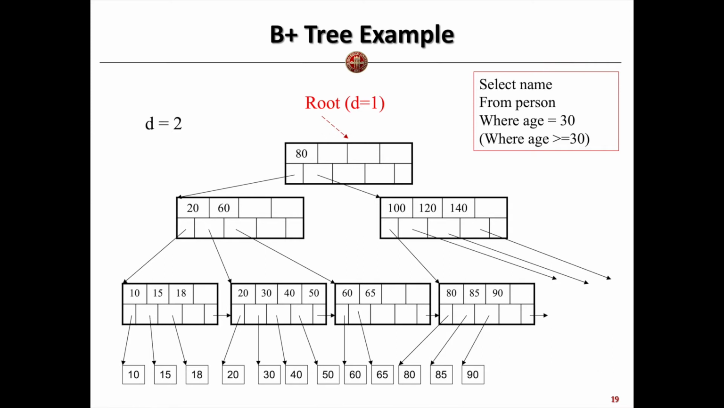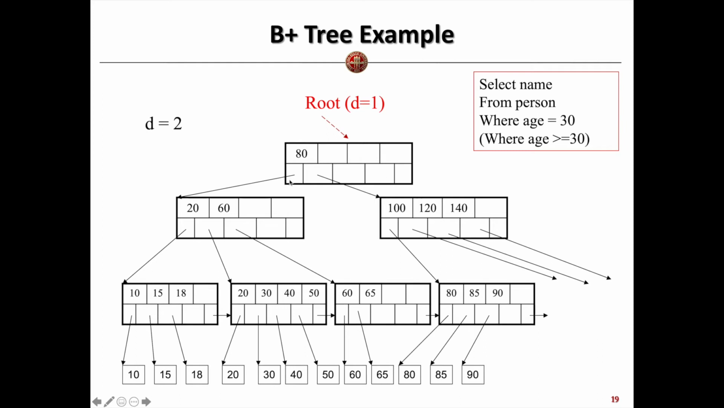And we create an index table on the ages of the people. The root will have one value, which is 80. It has 2 pointers, one pointing to the left-hand side, one pointing to the right-hand side. Inside it we have many entries which are blank. It is a legal node.